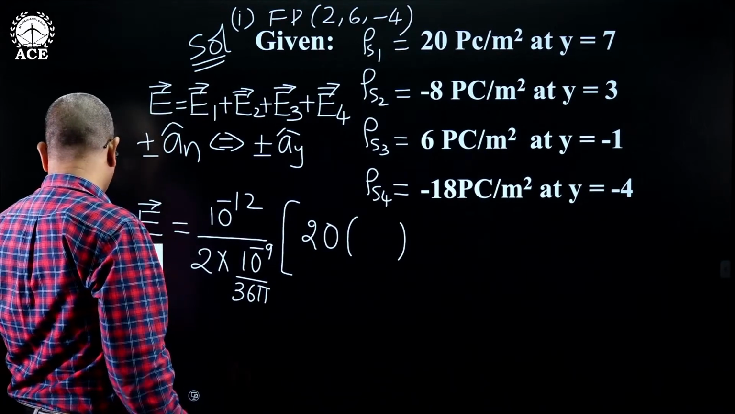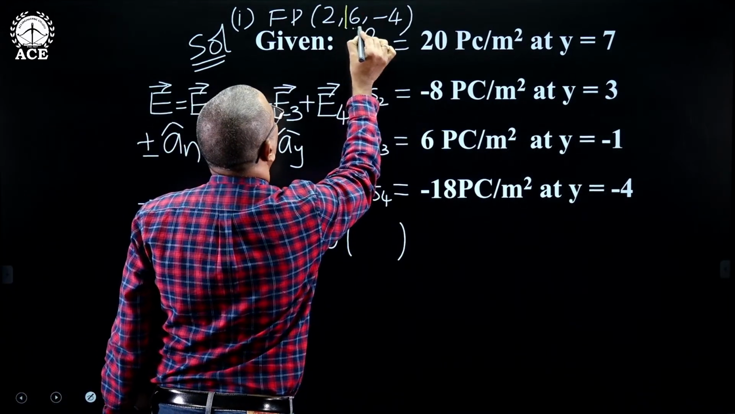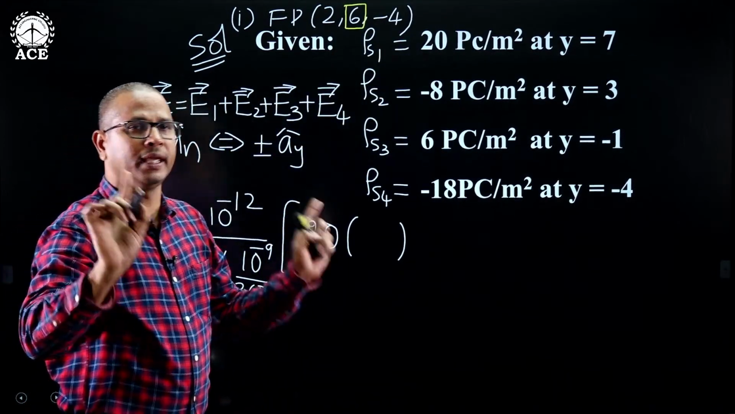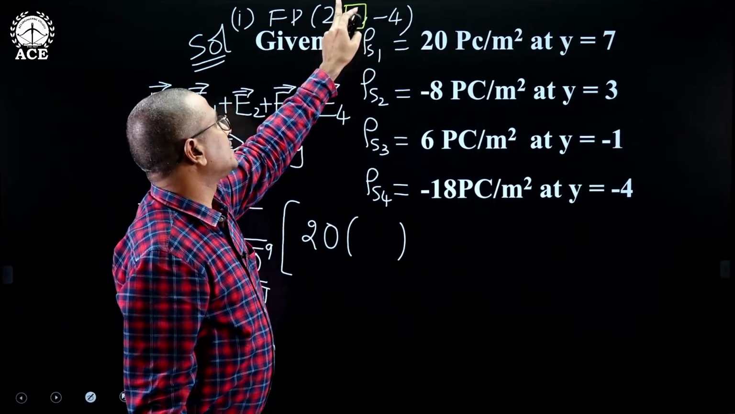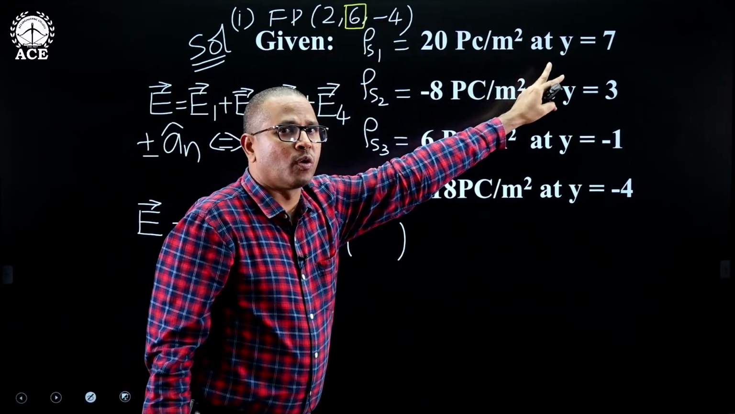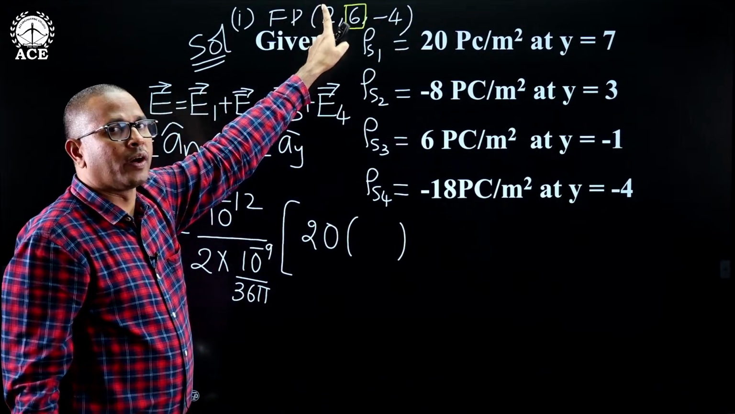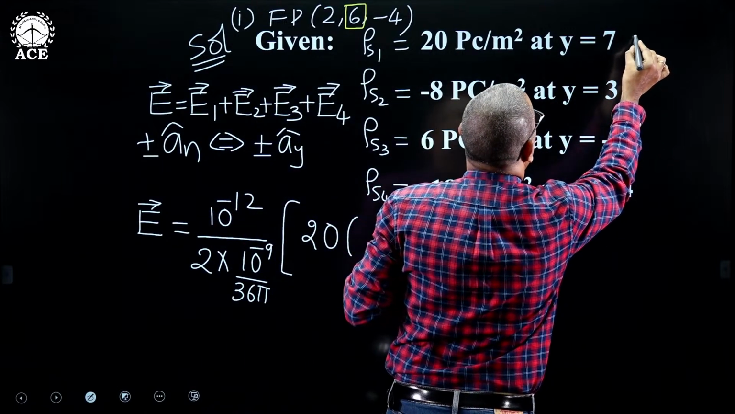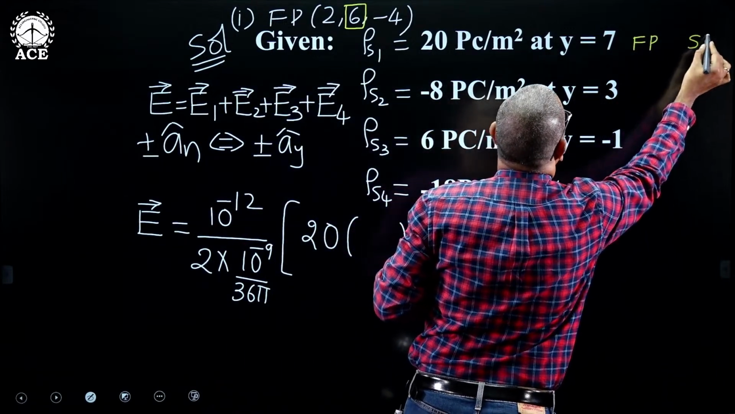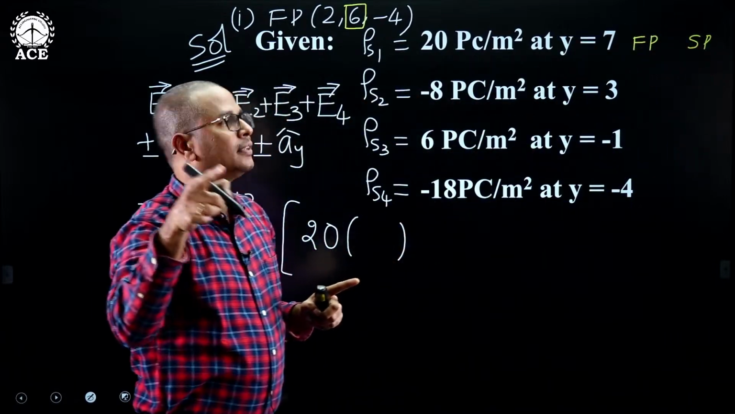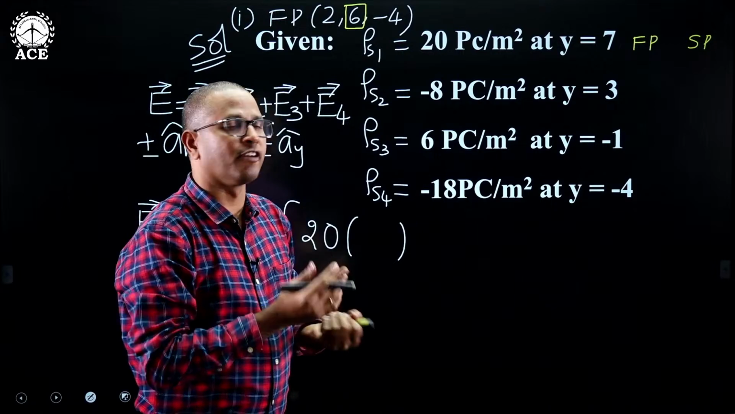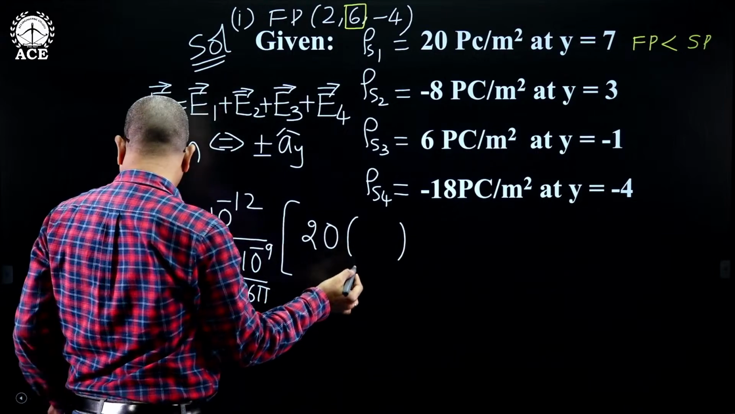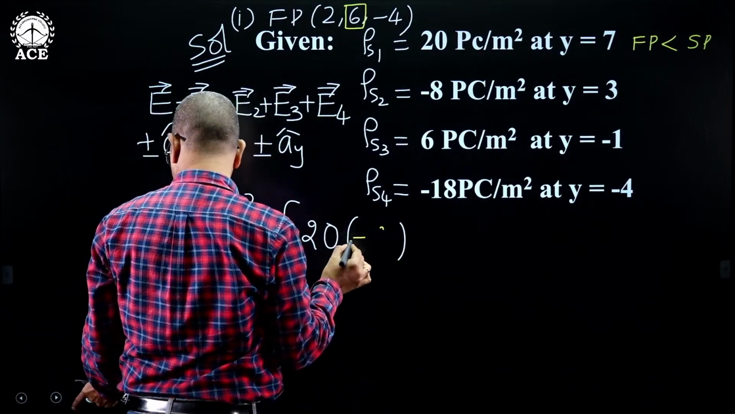Where you have to concentrate, dear students, because the sheet is located in y equal to constant, your focus should be on y coordinate only. Look at FP is 6, source point y coordinate is 7. Now you tell me, dear students, FP and SP relationship. FP is 6, SP is 7. Who is greater? FP is less than SP. Then what is the sign here? Minus.